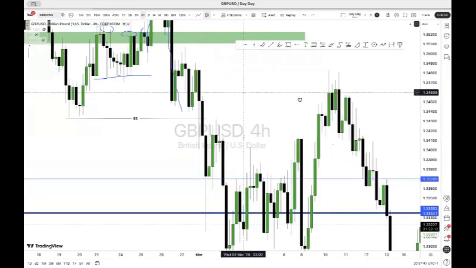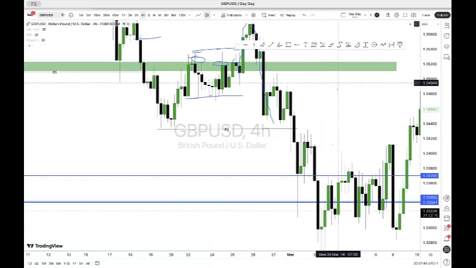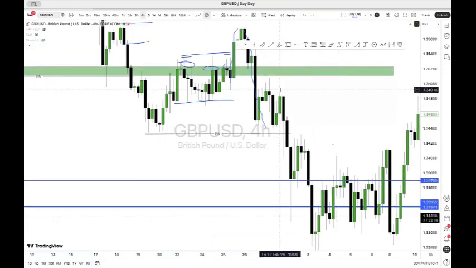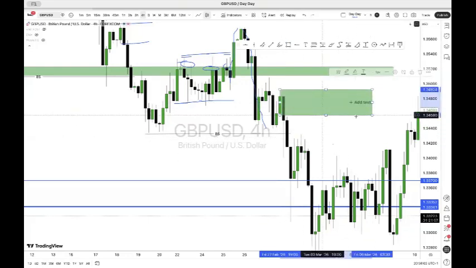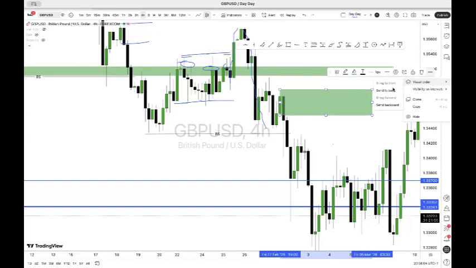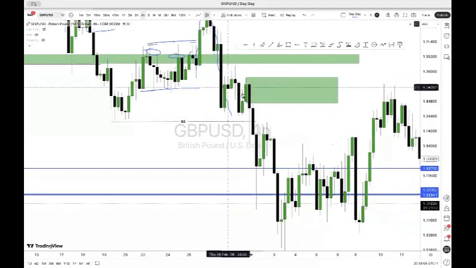Okay. So where did the break of structure happen? We said our order block is what? Our order block is what? The last opposite candle before the impulsive move that breaks structure, which is this bullish candle. So this becomes our order block here. So if this becomes our order block, the next thing we also want to look at is where exactly is this order block?